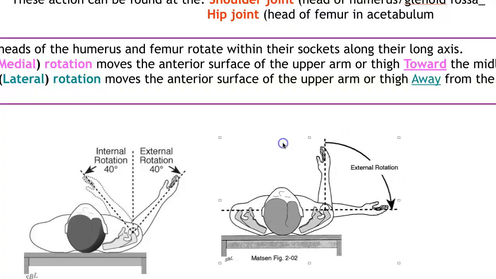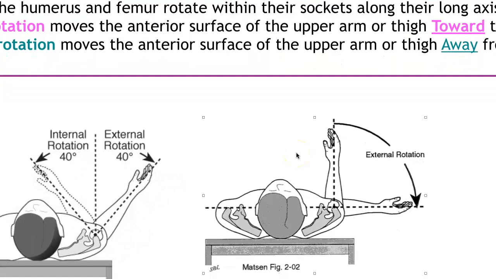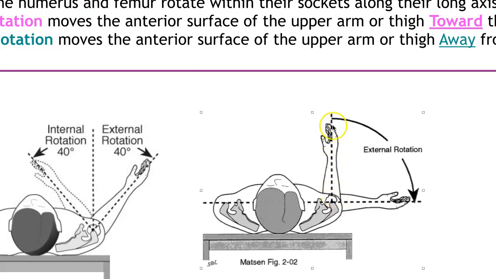Let me scoot this over. So here's our starting point. Neutral. And in this picture, we actually have the elbow flexed, the elbow is bent. So if you do this yourself, have your right arm sticking out just like this picture, and keep your elbow in towards your torso, and then just swing your arm out. Just swing that humerus out. That is going to give you external rotation.